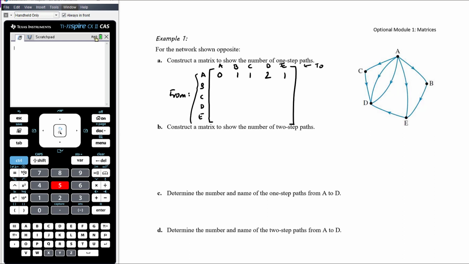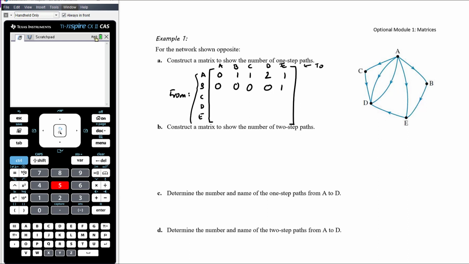Okay, from town B to town A, it's not possible to get from B to A in 1 step. So no path. Sorry, wrong way. From B to B, not possible. From B to C, no, can't get across there. From B to D, nope, can't get there. B is not a great place to be, can't get very far, but we can get from B to E.